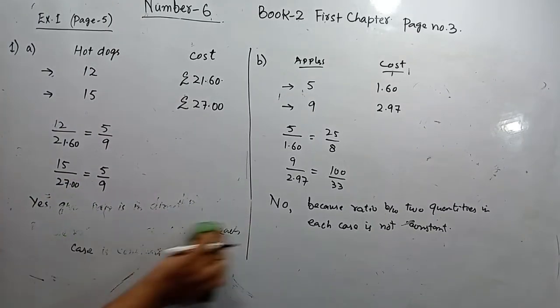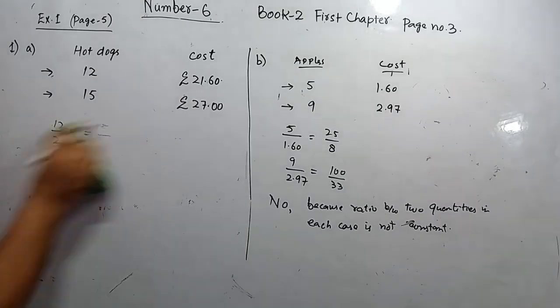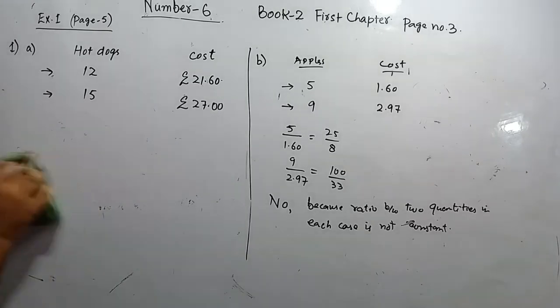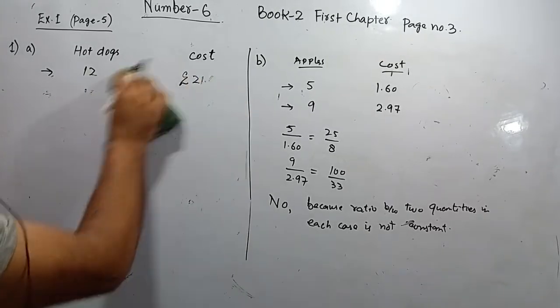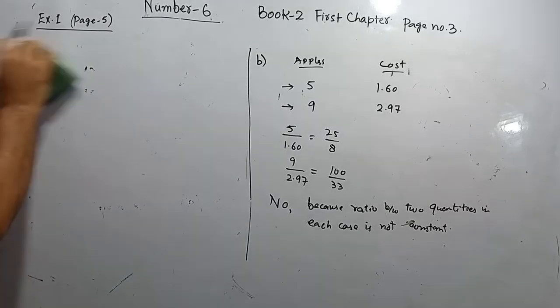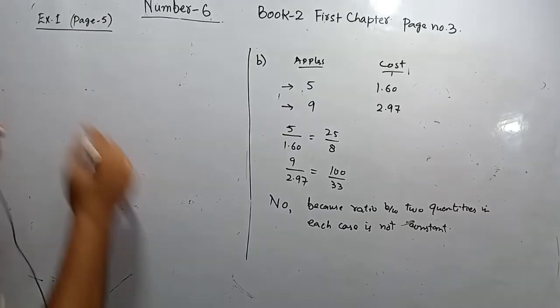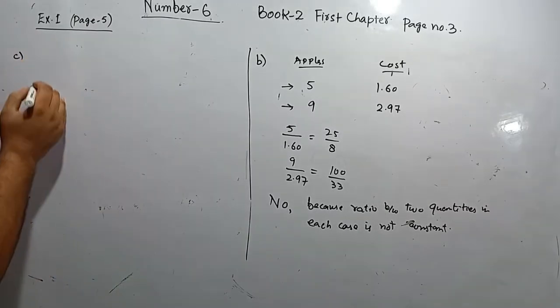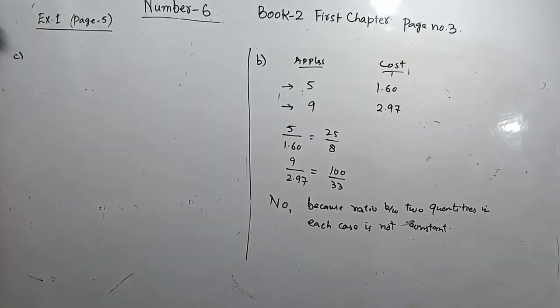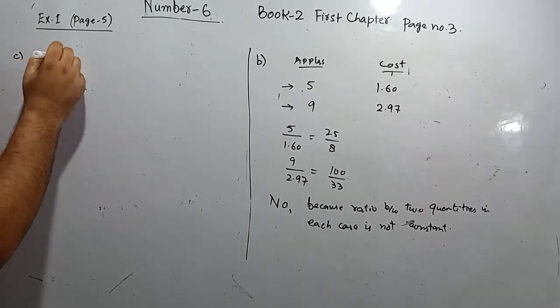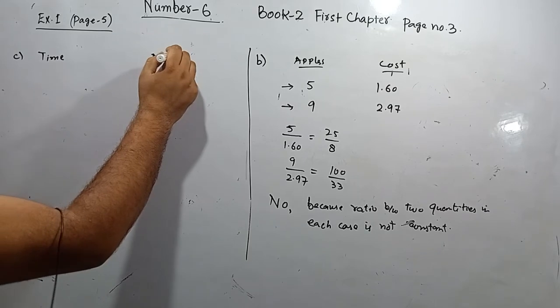Now coming to the third one, you can see the third one. What is it? Tom took 45 minutes to run 10 kilometer. The part C, you can see here, it is first time and distance is there. So I will write here the time and I will write here the distance.